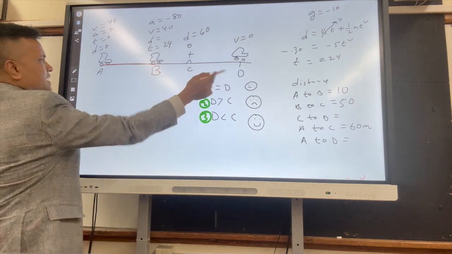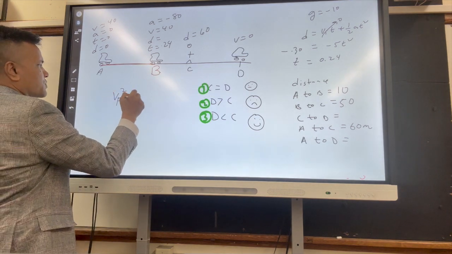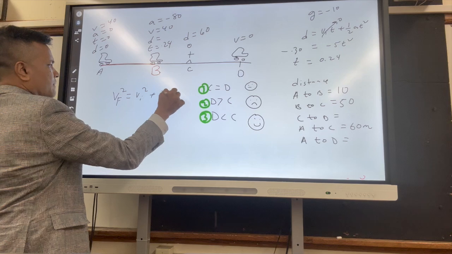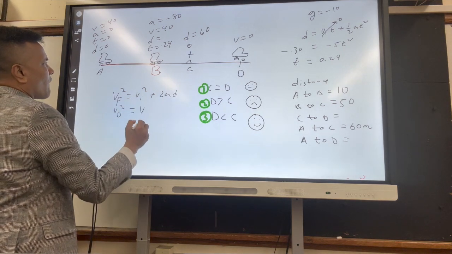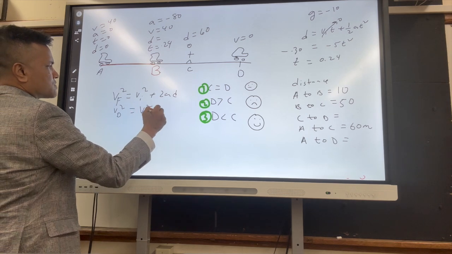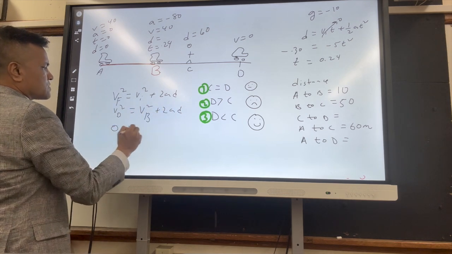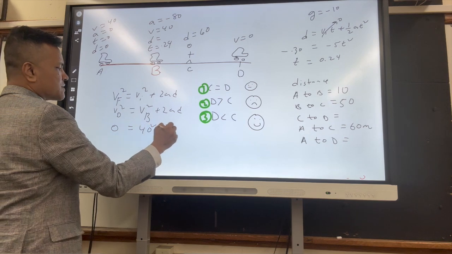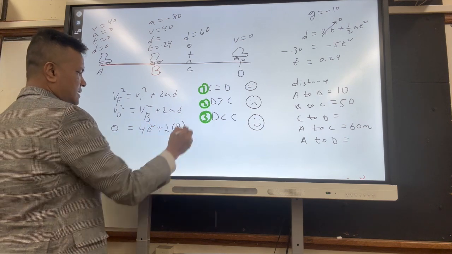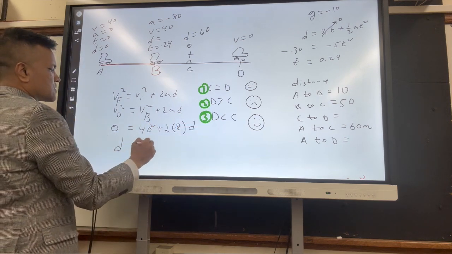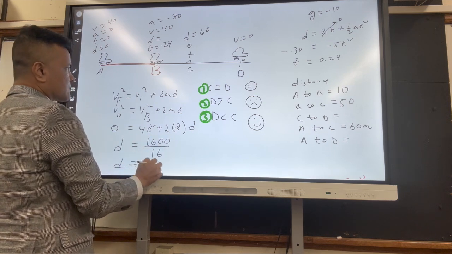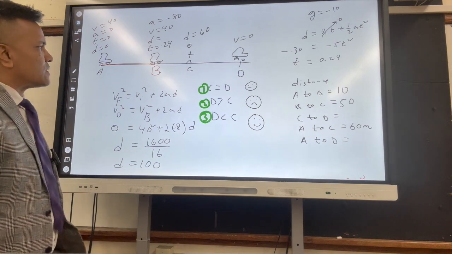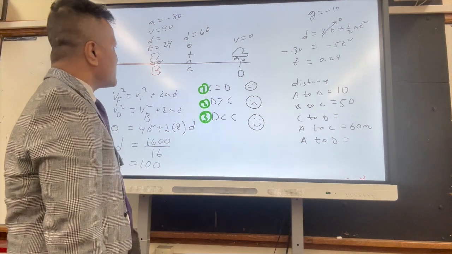Okay, now B to D. v_f squared is equal to v_i squared plus 2ad. This is v_D squared, which is equal to v_B squared plus 2ad. 0 is equal to 40 squared plus 2 times negative 8 times d. So d is equal to 1600 over 16. So d is equal to 100. So B to D is 100.